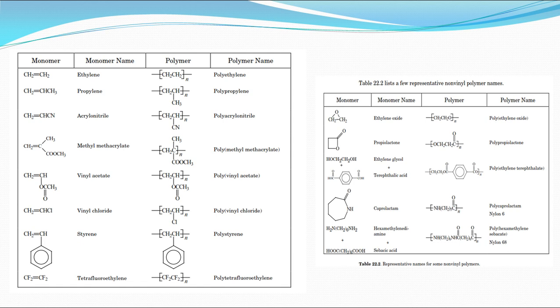Methyl methacrylate is a monomer used to produce polymethyl methacrylate. It is called PMMA. Vinyl chloride, which we already know is used in various applications like electrical insulating material and water pipelines, is a monomer. Vinyl chloride is produced from the ethylene molecule reacting with chlorine, and finally we get polyvinyl chloride by a polymerization reaction.